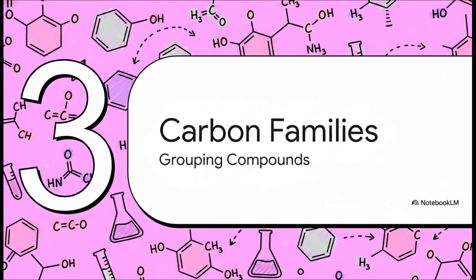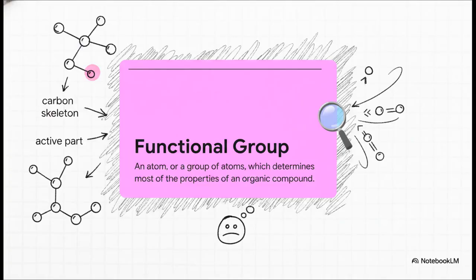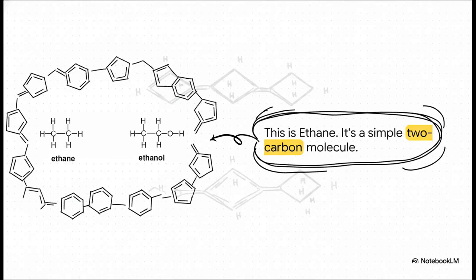All right, with millions of these things, it could get messy really fast. So how do chemists keep it all organized? Well, they group them into families, and it's based on a really clever idea. And that idea is the functional group. This is the game changer. Think of it as the molecule's action figure accessory. It's a specific atom or a group of atoms that you stick onto the carbon backbone, and it determines almost everything about how that molecule is going to act. It's what gives the molecule its chemical identity. Let me show you what I mean.